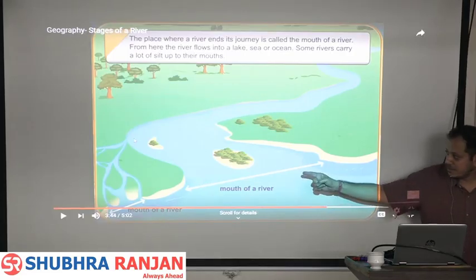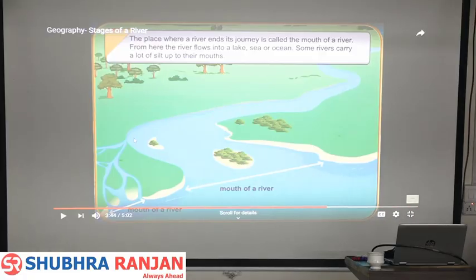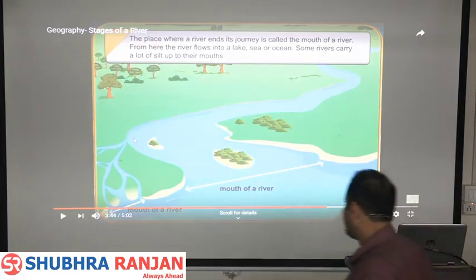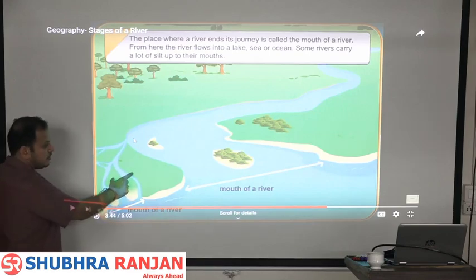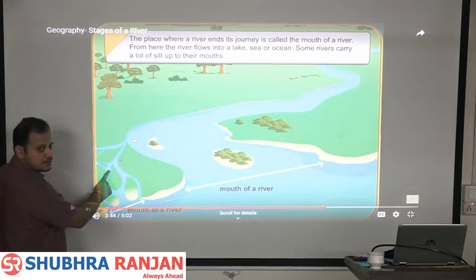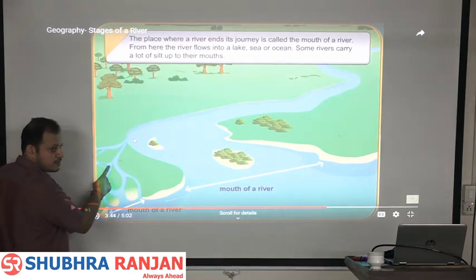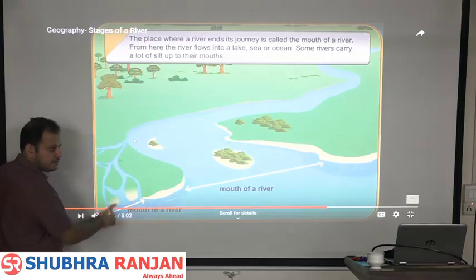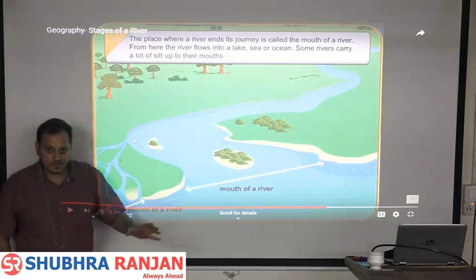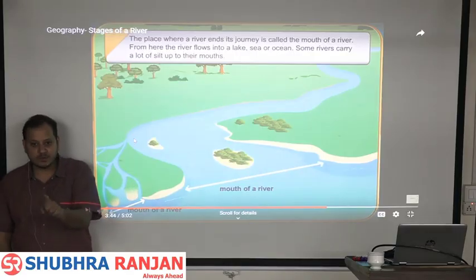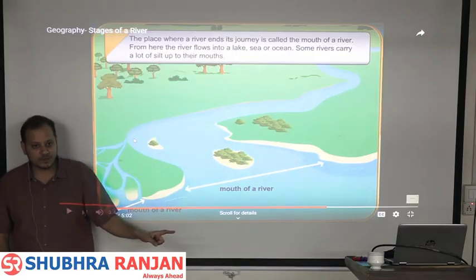What is the difference? In the first diagram here, you can see the river has broken into numerous smaller streams. We will call this as distributaries. When the river breaks into numerous distributaries, it is a delta. If it does not break, it is an estuary. Remember, as of now, east flowing rivers form delta, west flowing rivers form estuaries.